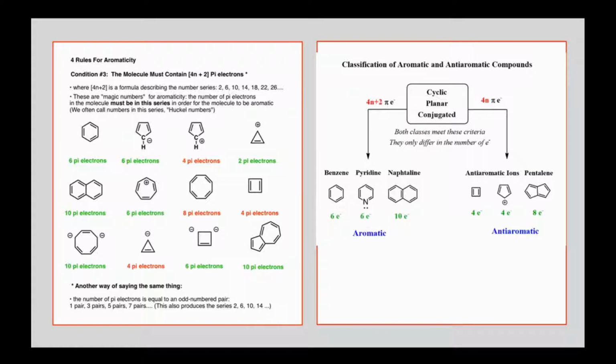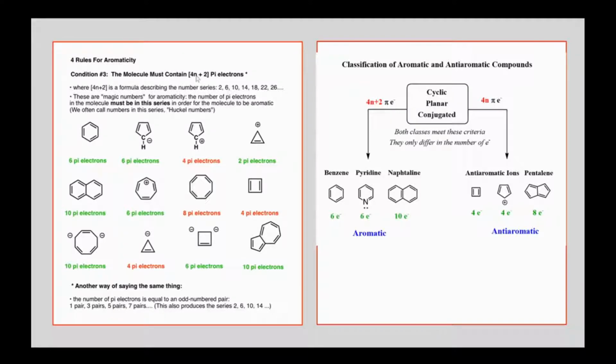So rule number 3 says the molecule must contain 4n plus 2 pi electrons. This is also called Huckel's number or Huckel's rule. So this is a formula, 4n plus 2. n is any number starting from 0 up to any 100,000. If you put n equals 0, then 4 times 0 is 0, plus 2, that becomes 2. If you put n equals 1, then 4 times 1 is 4, plus 2, that becomes 6.